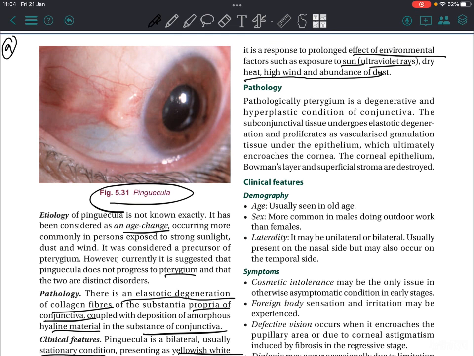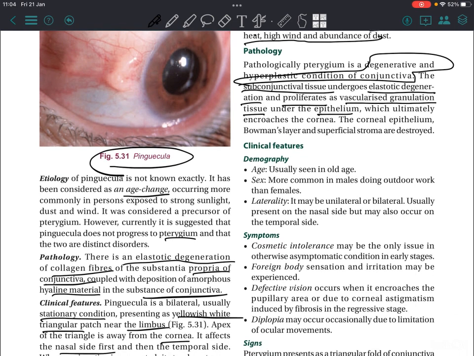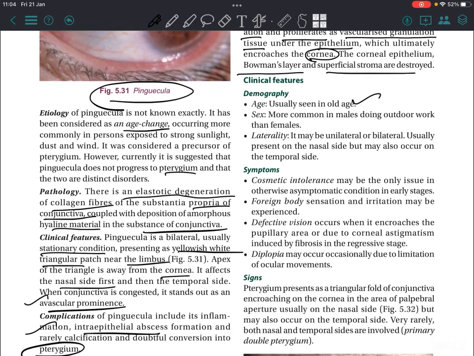Pathology. Pterygium is a degenerative and hyperplastic condition of conjunctiva. Subconjunctival tissue undergoes elastotic degeneration and proliferation as vascularized granulation tissue under the epithelium. Vascularized granulation tissue ultimately encroaches on the cornea. The corneal epithelium, Bowman's layer, and superficial stroma are destroyed. Demography. Age: usually seen in old age. Sex: more common in males doing outdoor work.